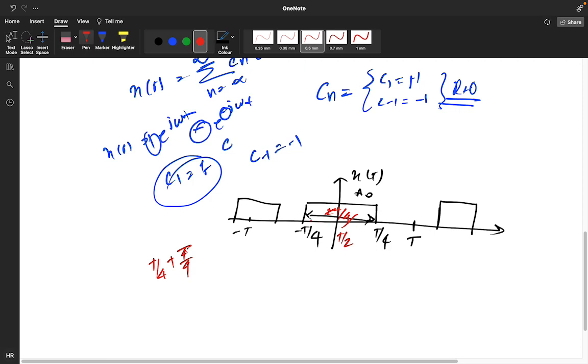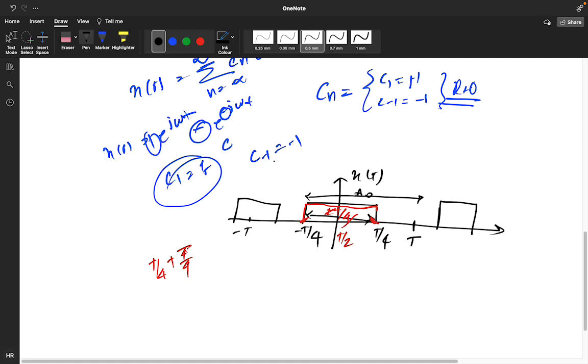Okay, so your signal is from here to here. And suppose you are taking minus T and T.